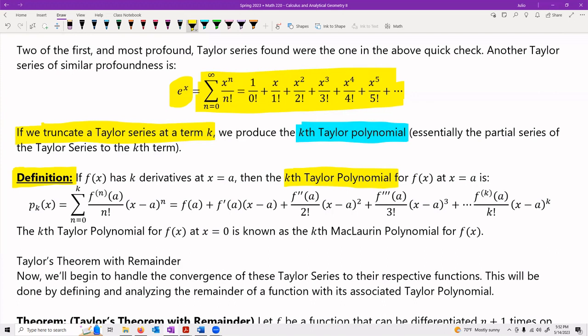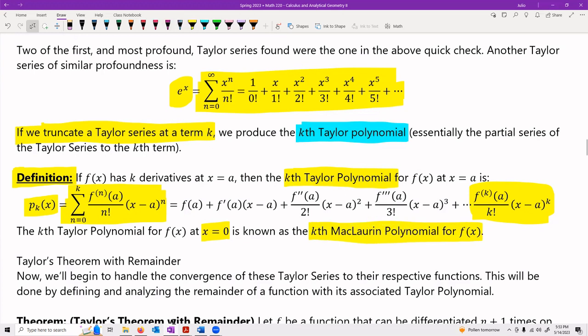The kth Taylor polynomial is written this way, p, little p, sub k of x, and it's essentially the sum up to a value k. So it's just the Taylor series expansion up to a value k, and then you stop at k. See how I stopped it at a value k? It doesn't keep going. There's nothing over here, there's nothing over there. It just stops at k. And again, if it's centered at 0, then it's known as the Maclaurin polynomial. That's the only difference.